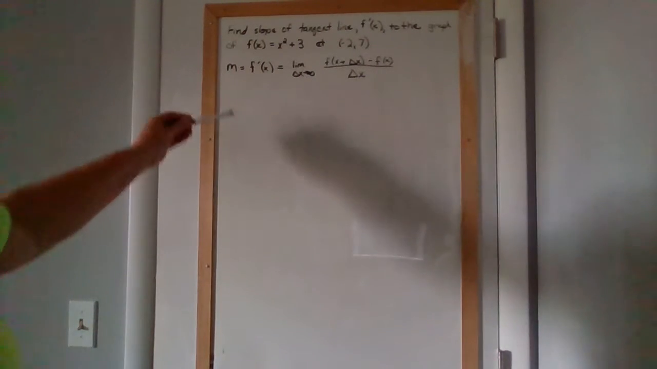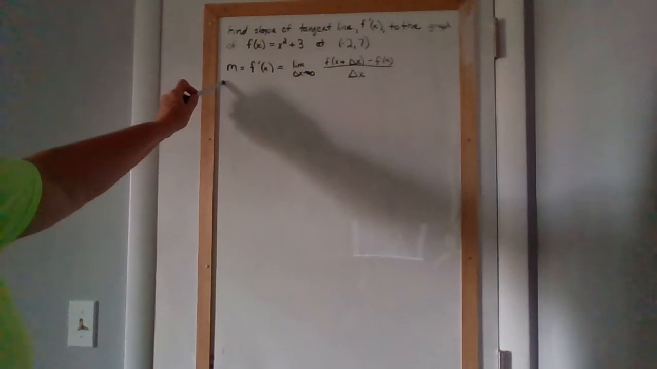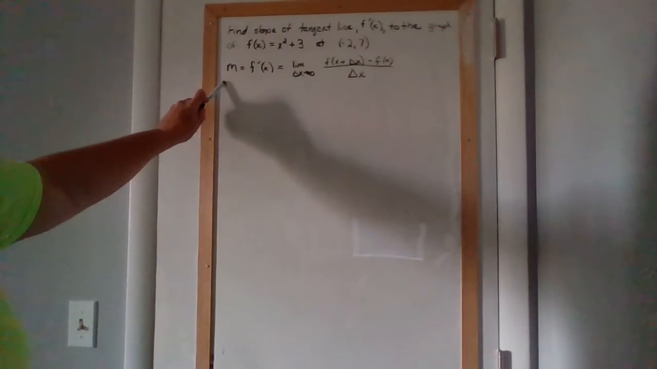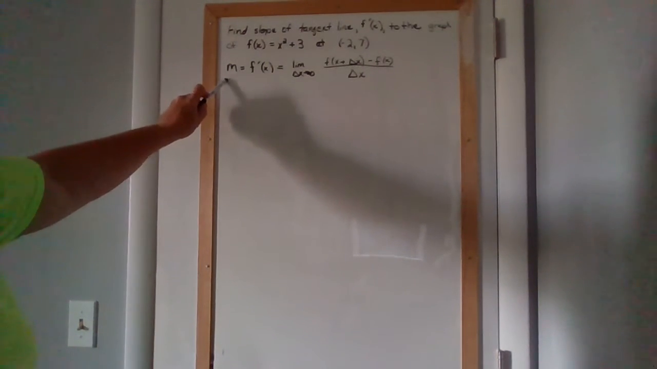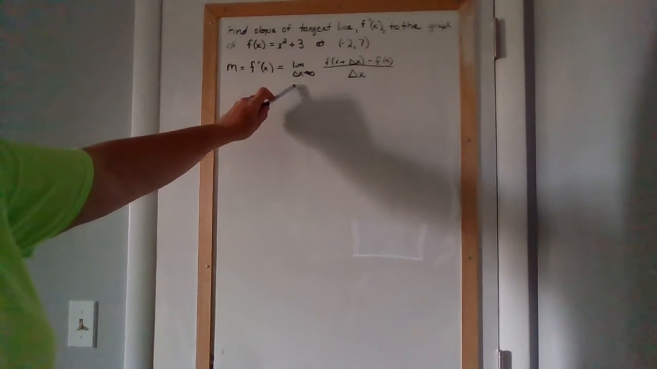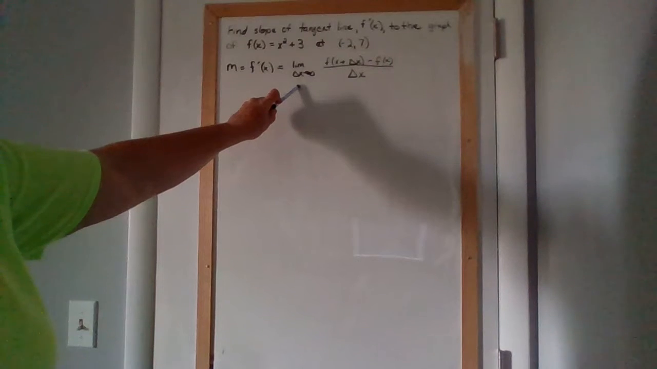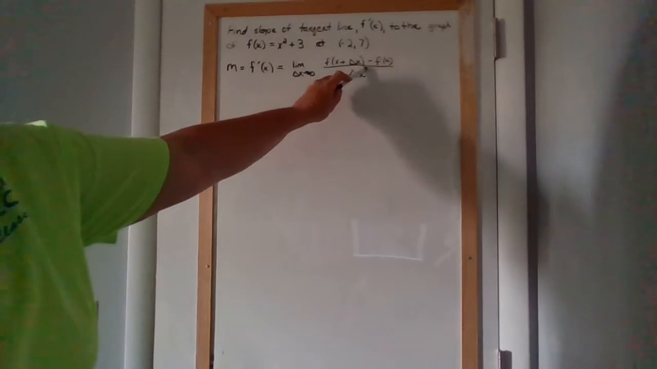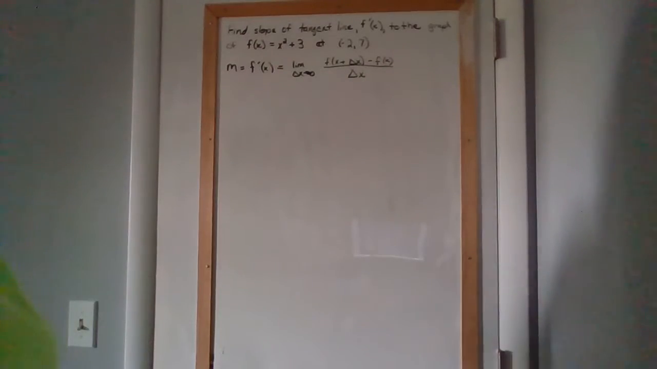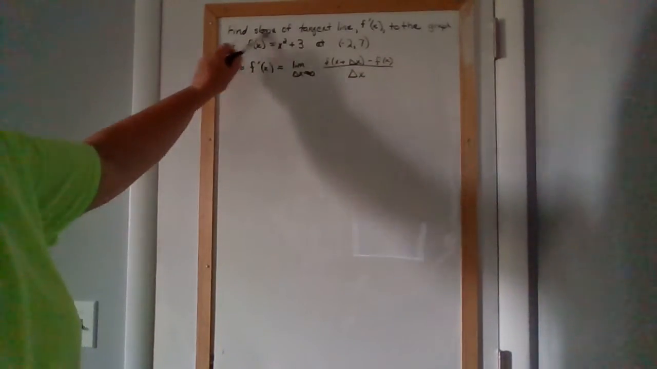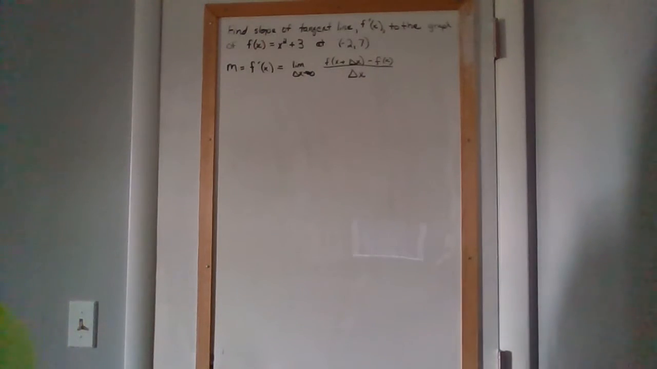So I went ahead and wrote the definition of the derivative and reminded you that that is the slope of this tangent line. So m is equal to f prime of x, which is equal to the limit as delta x approaches 0 of f of x plus delta x minus f of x over delta x. And so we'll be working with this expression using our f of x as x to the second plus 3.